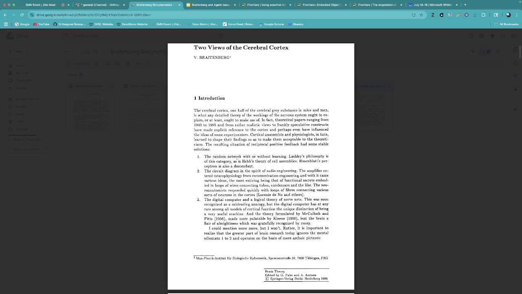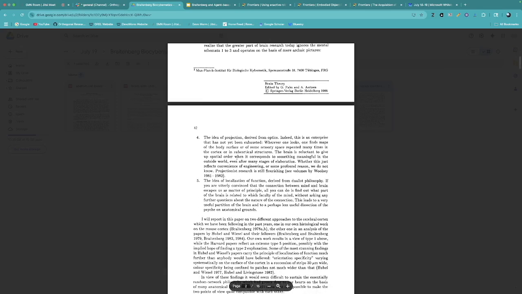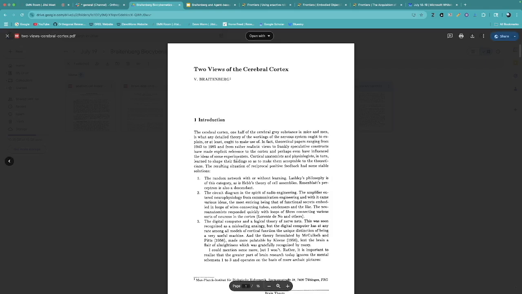So how many are there? There are 5 solutions here. The first is random networks with and without learning. Lashley's philosophy is of this category, as is Hebb's theory of cell assemblies. And so Hebb also had this theory of cell assemblies. Rosenblatt's perceptrons is also a descendant. 2, the circuit diagram is in the spirit of radio engineering. The amplifier entered neurophysiology from communication engineering. With it came various ideas. So this is focusing on this aspect of cybernetics as a circuit diagram.